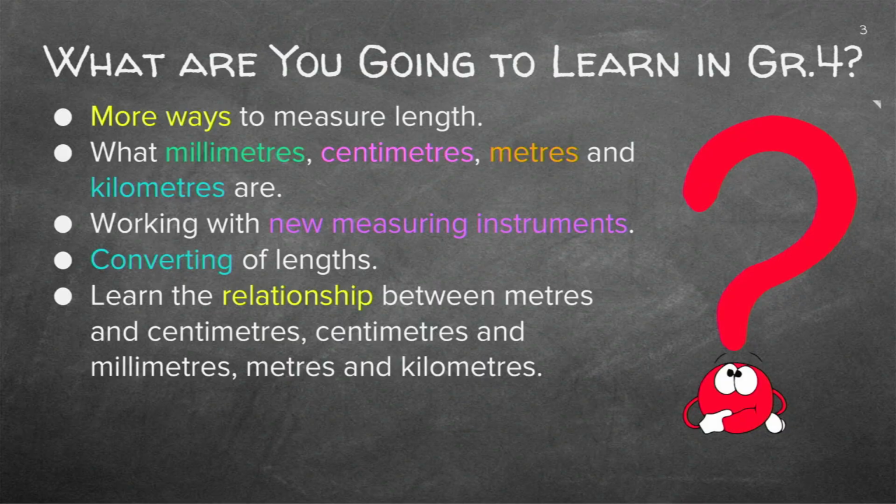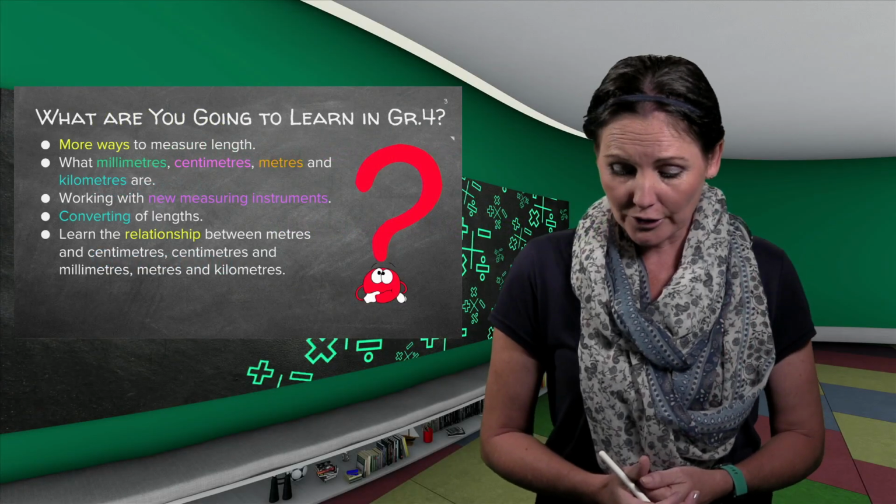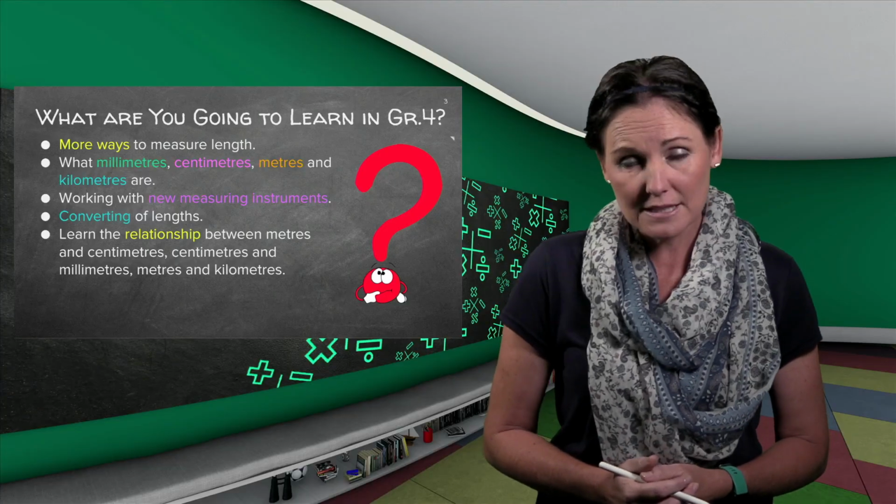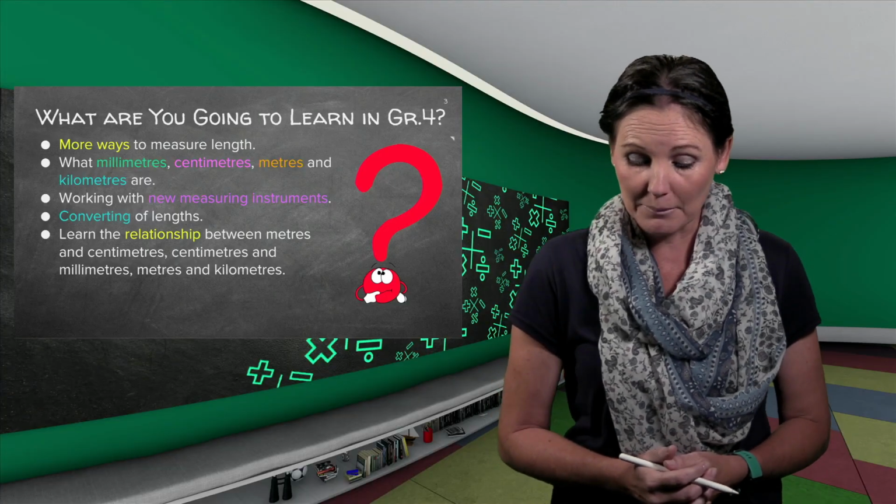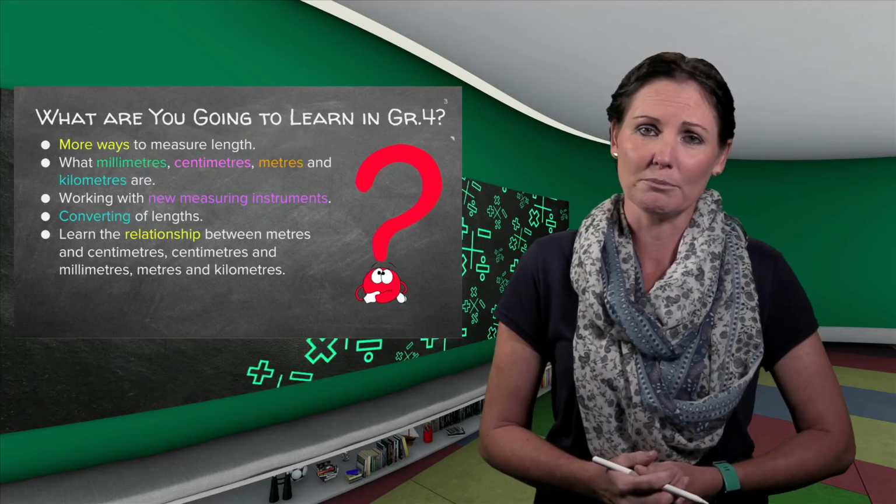So that means when I measure something and it's in millimeters, how do I get from millimeters to centimeters, or centimeters to meters, or meters to kilometers, and the other way around? Then you're going to learn the relationship between meters and centimeters, centimeters and millimeters, meters and kilometers.